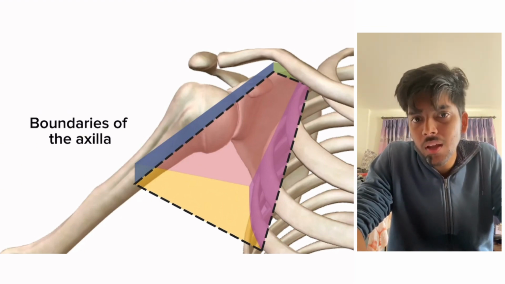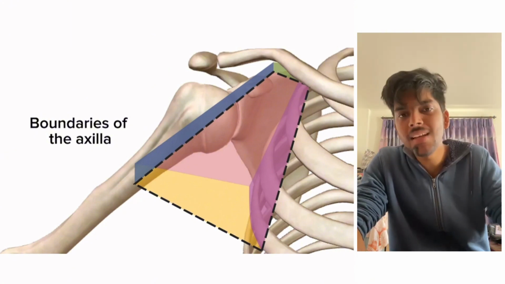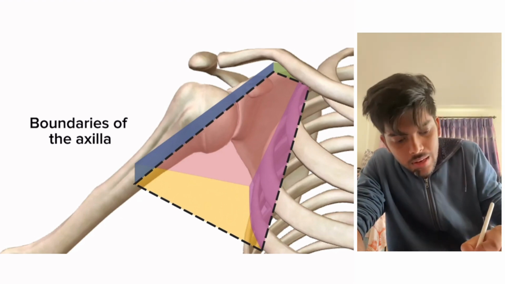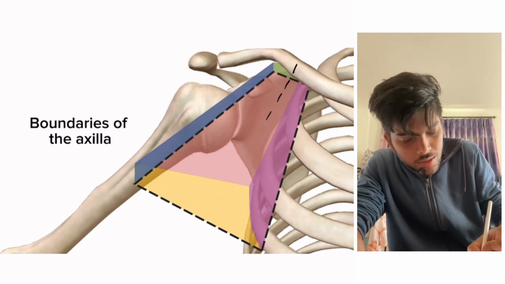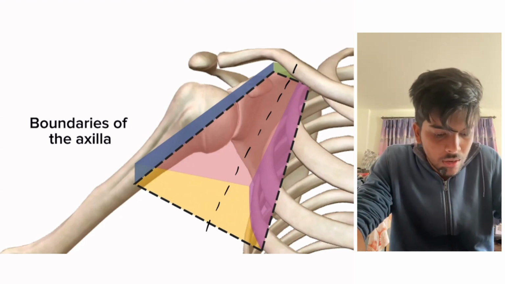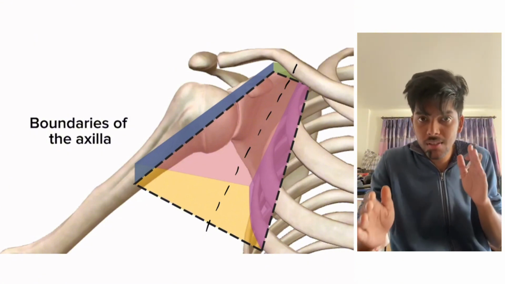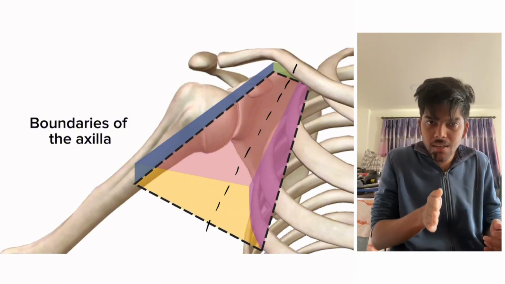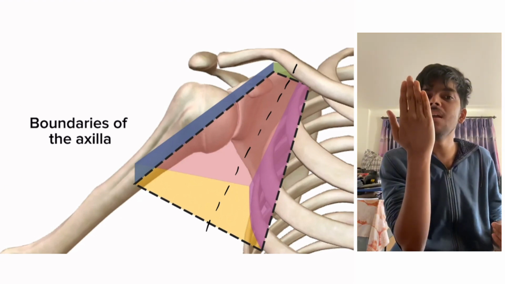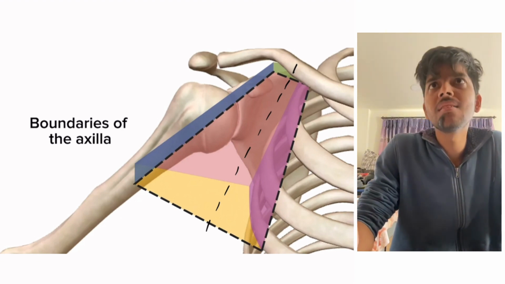In order to study the anterior and the posterior wall, what I'm going to do is take the longitudinal section of axilla. So we have the axilla. Let's take the longitudinal section like this. After taking the longitudinal section, I'm going to show the axilla from the side. So first take a longitudinal section, then rotate it so that you are able to look at the side view of the axilla.